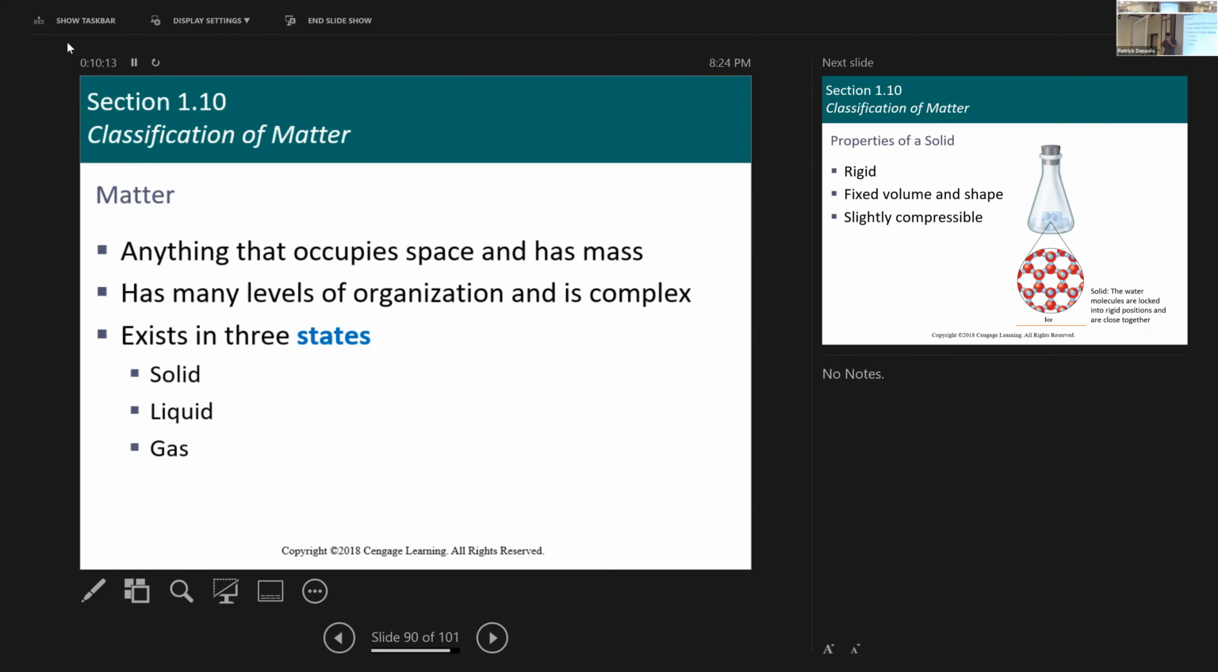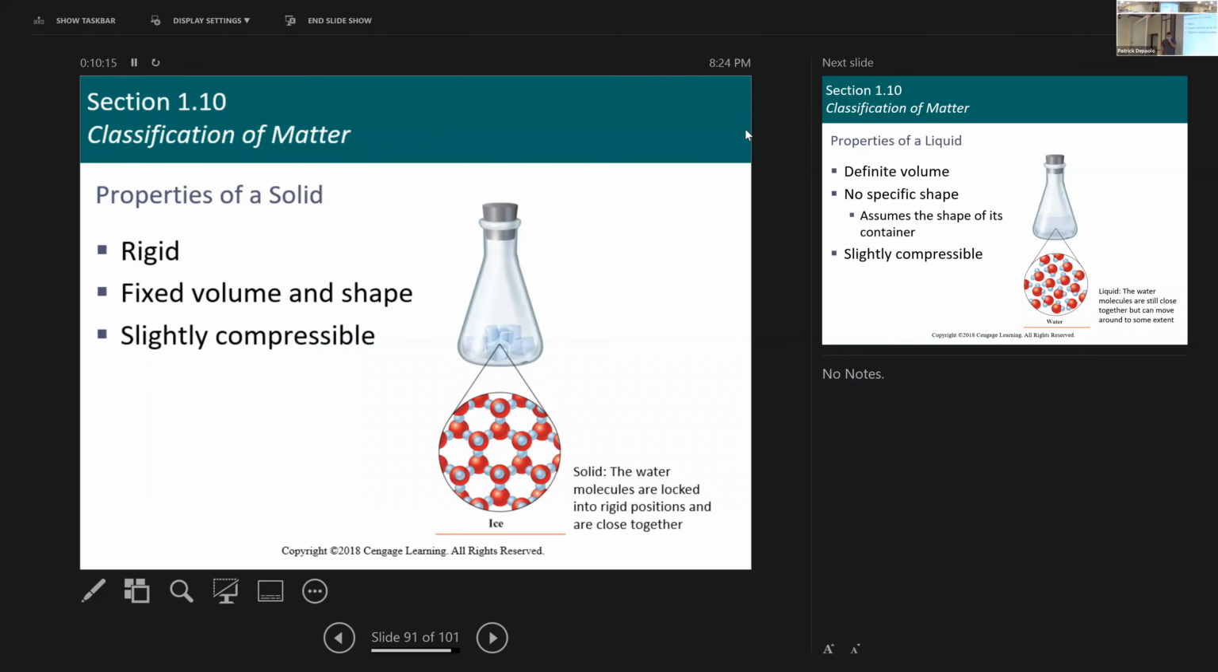So taking this into notes, a solid is going to be rigid. It has a fixed volume and shape. They're slightly compressible depending on the solid, but not really. You're going to have a lattice, meaning a three-dimensional structure that gives the solid rigidity, and it allows the molecules to really stay stationary and fixed.